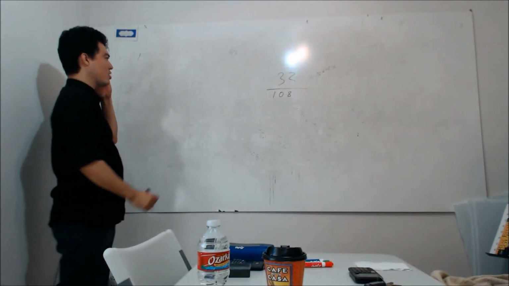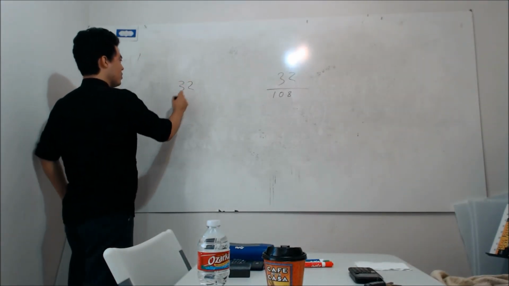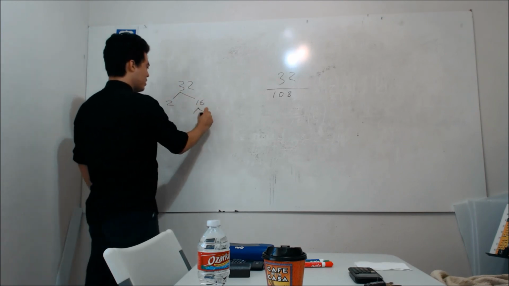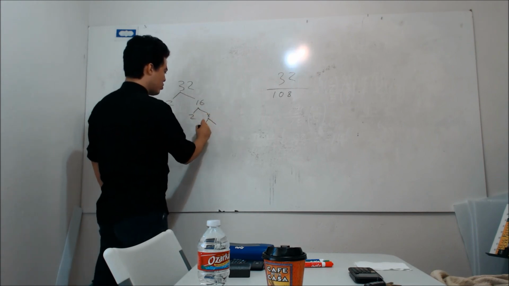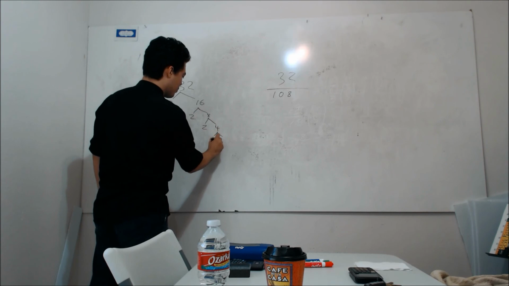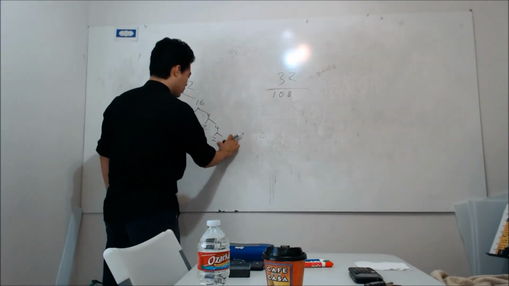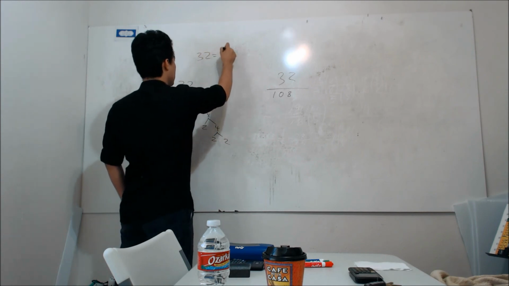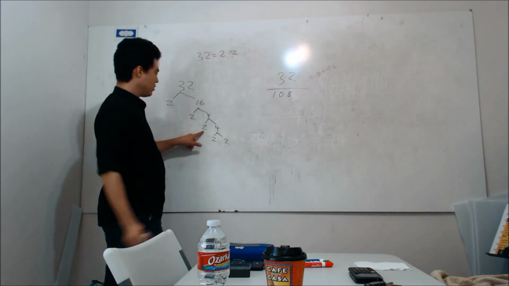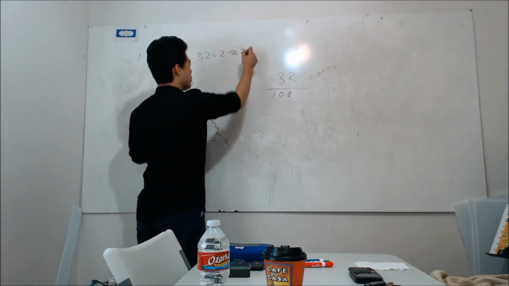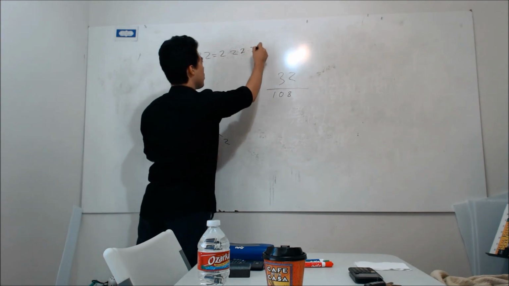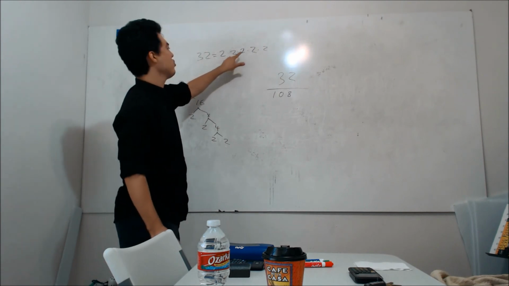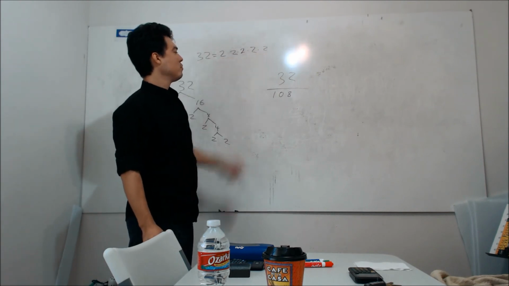So what I'm going to do is make a factor tree of 32. So 32 is equal to 2 times 16. 16 is equal to 2 times 8. 8 is equal to 2 times 4, and 4 is equal to 2 times 2. Which means that 32 is equal to 2 times 2 times 2 times 2 times 2. Okay? And you can confirm that 2 times 2 is 4, times 2 is 8, times 2 is 16, times 2 is 32.